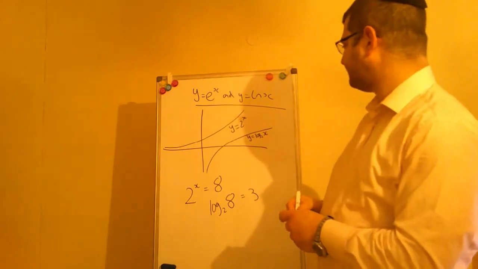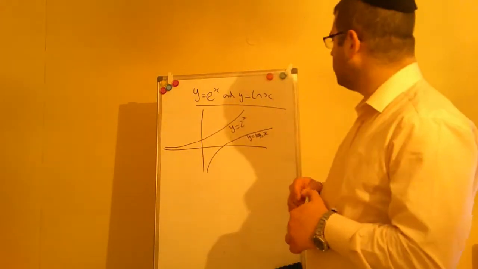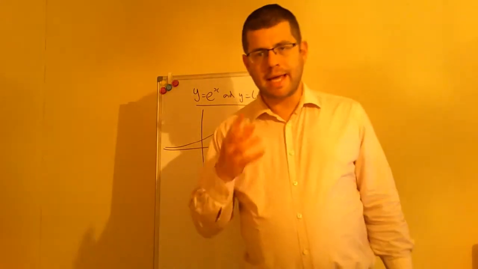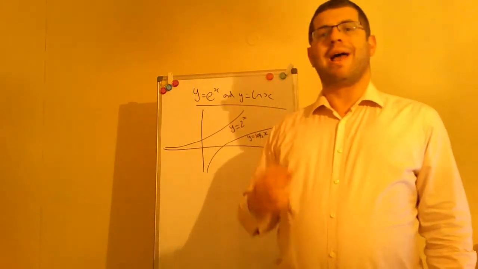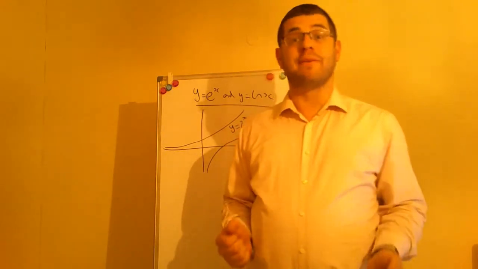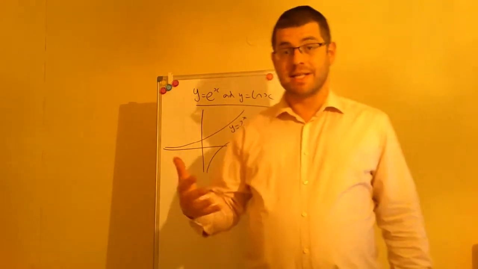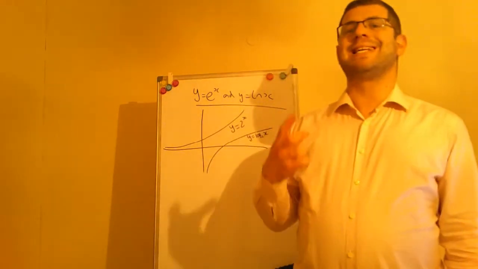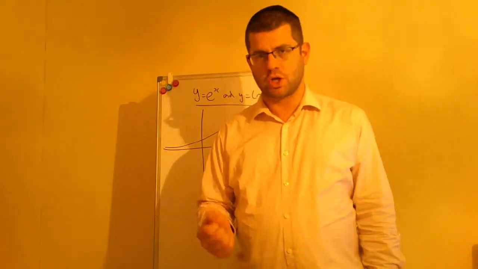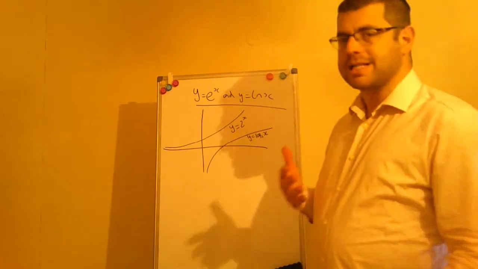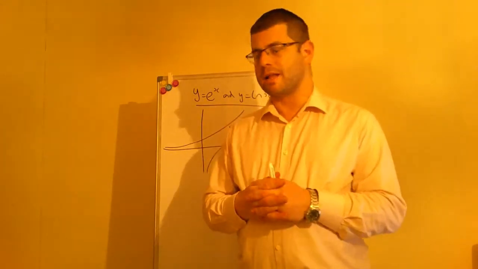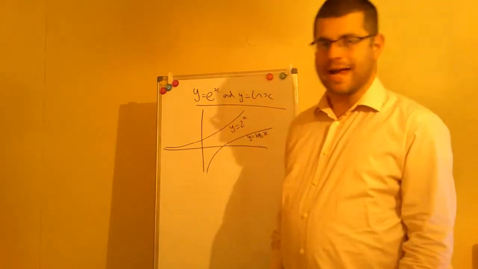Now, if we look at when the base is e, remember e is the special number, approximately 2.71, such that e to the x has a derivative, i.e. a gradient function, that is exactly the same as the original function. dy by dx of e to the x is e to the x. So it has a very special part to play in maths. So now let's look at e to the x.